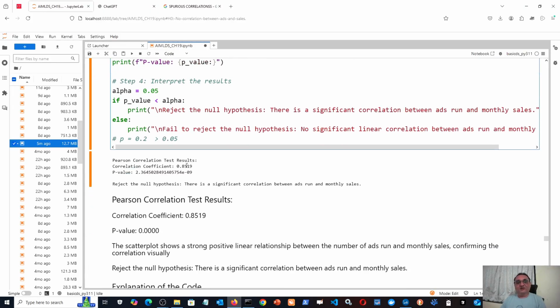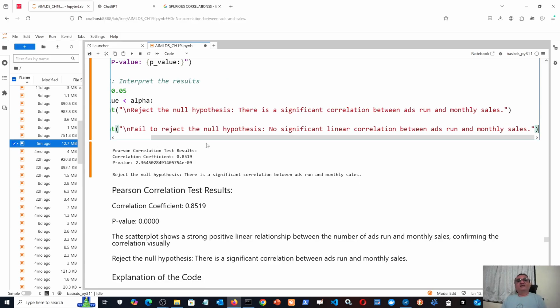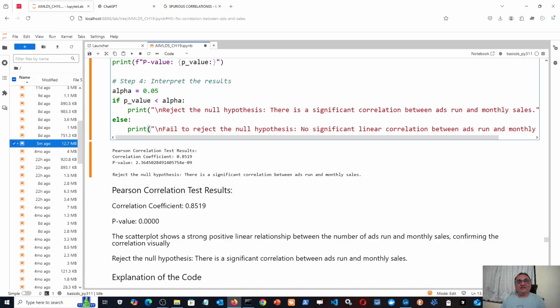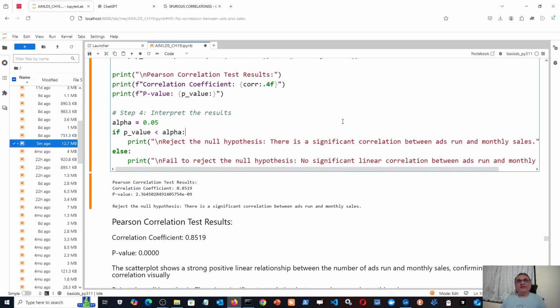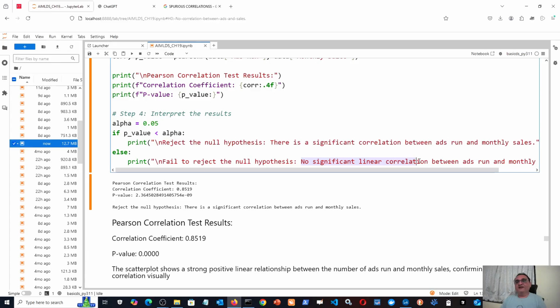It is only for linear correlation, right? There have been many other correlation coefficients defined, like the Chatterjee correlation coefficient and others, but we don't want to go into it. So please remember that no significant linear correlation exists in such a case, and here you can write that I got a p-value much less than alpha. So there is a significant linear correlation between ads run and monthly sales. So that is what is important about this type of correlation, Pearson correlation.